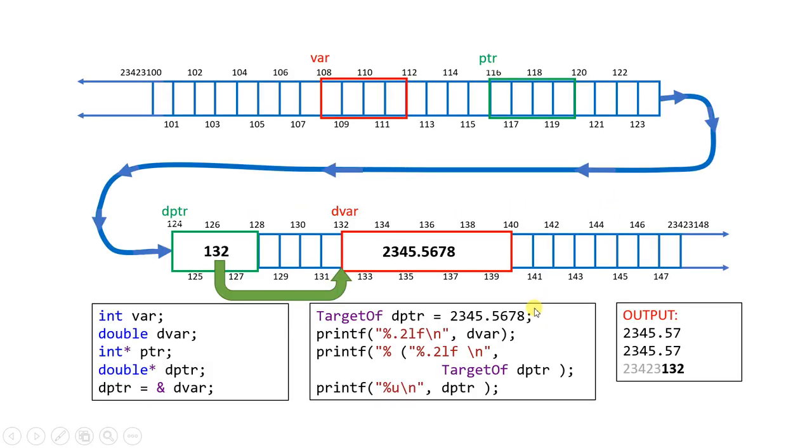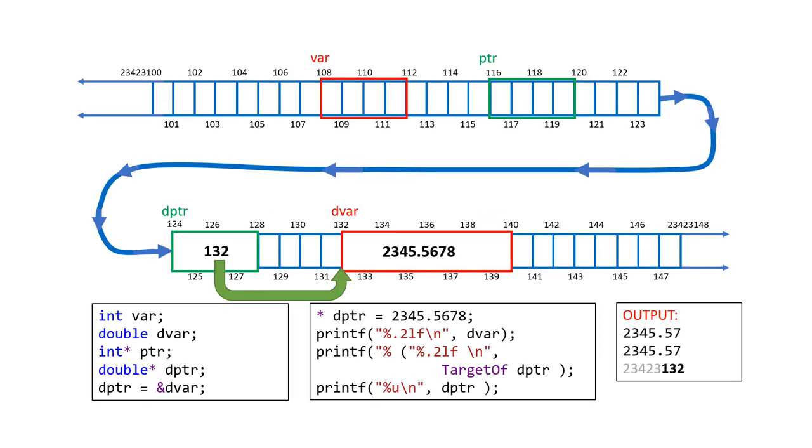So address of is represented by an ampersand. That's why whenever you did scanf, you put an ampersand beside the variable, because you needed to pass the address to scanf so scanf knows where the variable is to put the value in it, okay? And essentially DPTR is address of DVAR, and the address actually belongs to DVAR.